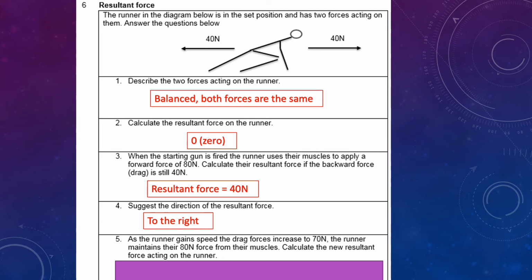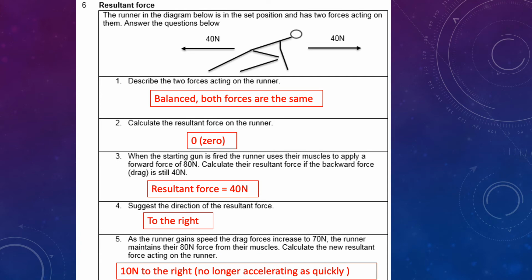Same process, different numbers, and what you have to do here is subtract 70 from 80, and what you get is 10 newtons, and again, don't forget the direction, that is to the right. So what this means is that this runner, since the resultant force is much less, is not accelerating as fast as they were before when the starting gun went off.